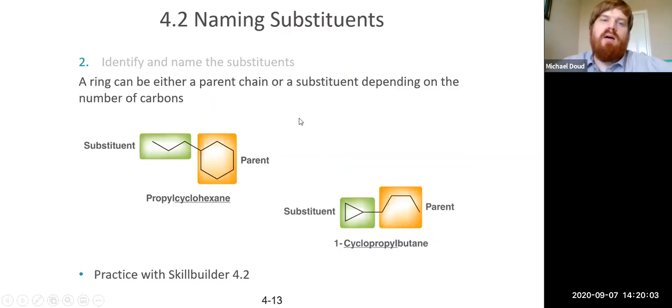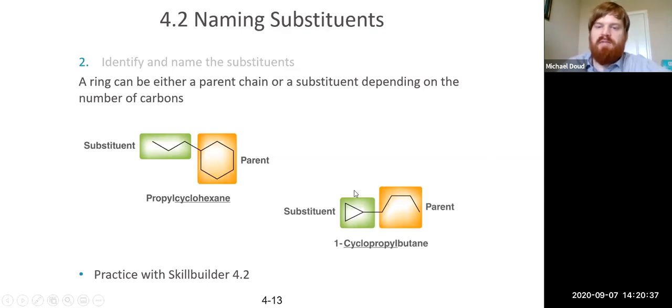Okay. Now keep in mind that the ring that you see in a compound can be a parent chain or it can be a substituent, just depending on the number of carbons. So here we have a cyclohexane. This cyclohexane is the parent chain because it's got a 3 carbon chain attached to it. So the more carbons that you have, that becomes the more important or the parent chain. So cyclohexane is the parent here. The propyl is the substituent. So this would be propylcyclohexane.